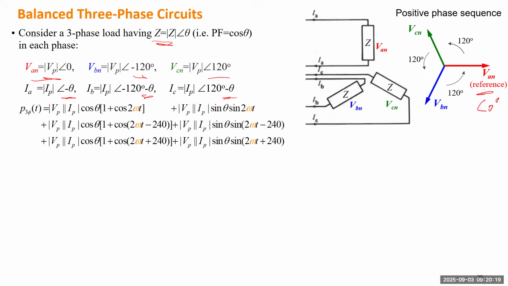And next, we just plug those voltage and current phasors into the formulas we proved. So previously, we studied the single phase instantaneous power. This is the single phase instantaneous power formula we proved. Next, we just need to apply the formula to phase B and phase C, and we add them together because we want to calculate the total instantaneous power going into the three-phase load.